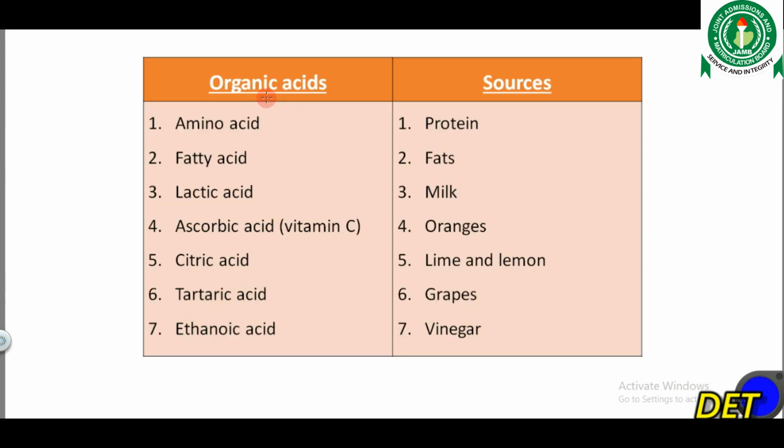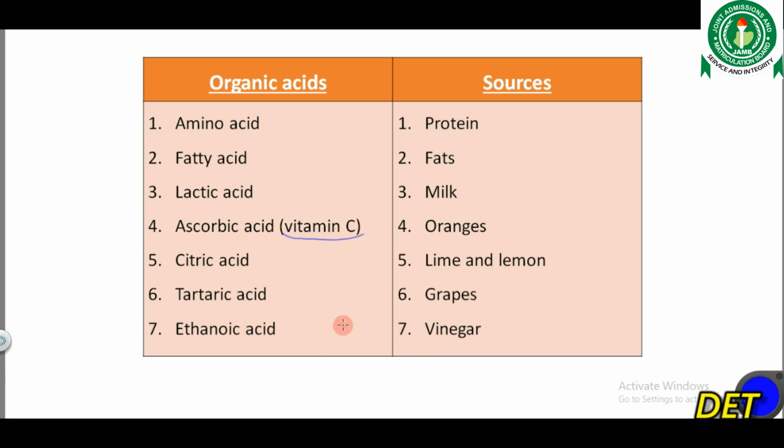So this is a table that shows the organic acids and their sources. Examples of the organic acids are amino acids, fatty acids, lactic acid, ascorbic acid, also known as vitamin C, citric acid, tartaric acid, and ethanoic acid. Amino acid is found in protein, fatty acid is found in fats, lactic acid is found in milk, ascorbic acid is found in oranges, citric acid is found in lime and lemon, tartaric acid is found in grapes, and then ethanoic acid is found in vinegar.